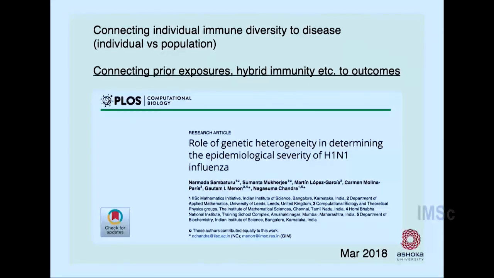We've been looking in the past at how to connect individual-level response, which really comes from your genomics, to how you might respond to, for example, a novel infection of influenza. And as I said with COVID-19, the question is how do you connect prior exposure, hybrid immunity, etc., from a combination of vaccinations and an infection to clinical outcomes. And that's where this sensitive dependence upon numbers comes in.